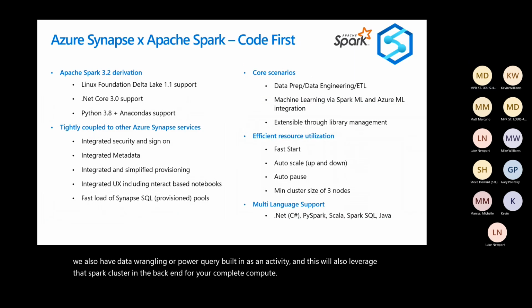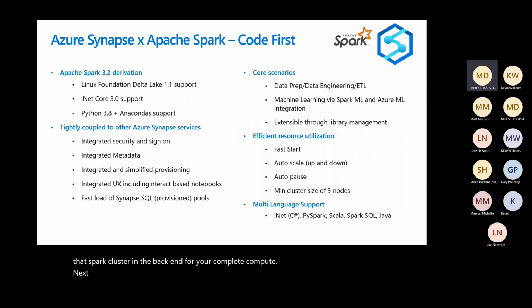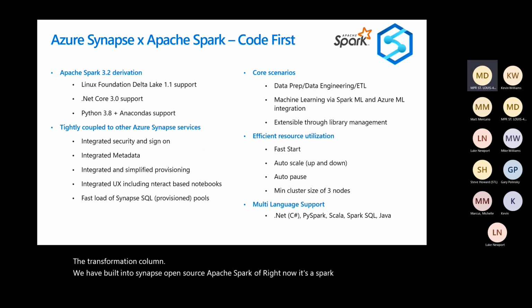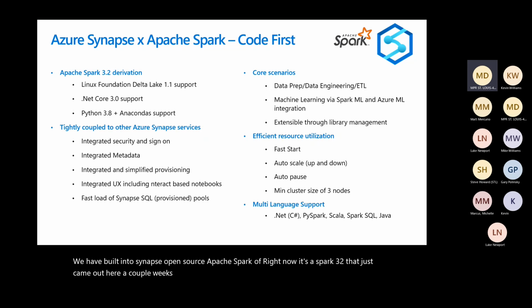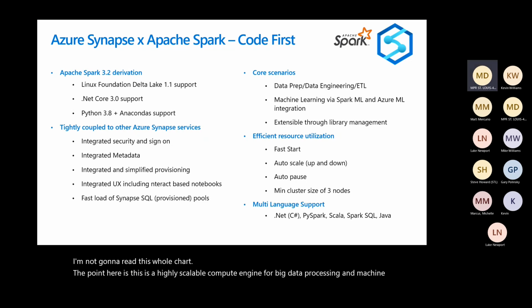Next, walking down the transformation column. We have built into Synapse open source Apache Spark. As of right now, it's Spark 3.2, which just came out a couple weeks ago for us, with support for that along with Delta Lake 1.1. I'm not going to read this whole chart. The point here is this is a highly scalable compute engine for big data processing and machine learning.